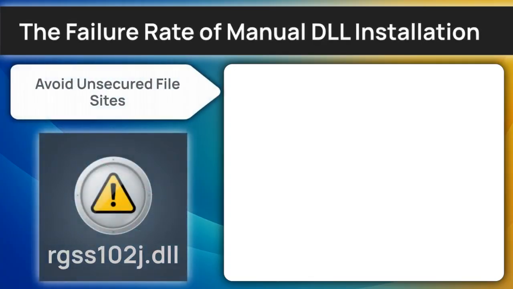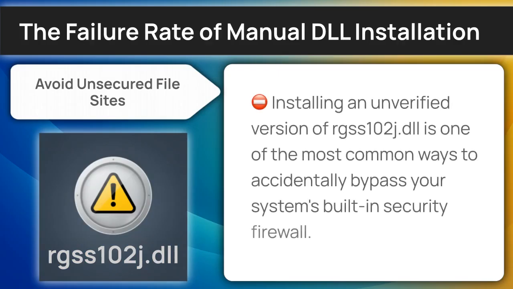I'd like to provide a brief technical warning about the risks of using unofficial file repositories. Do not let a minor runtime error escalate into a total system rebuild by attempting to force install Ruby Game Scripting System 102J module DLL into directories where it does not natively belong.